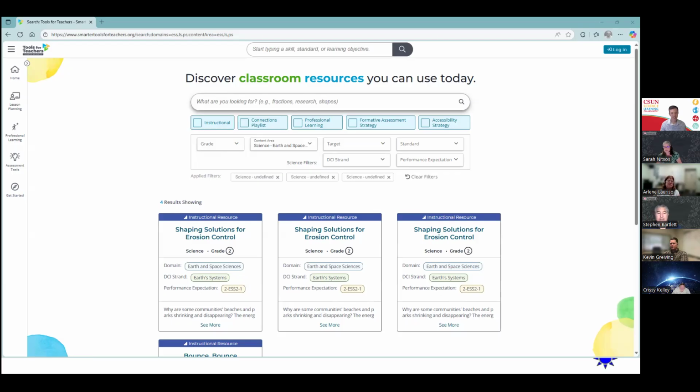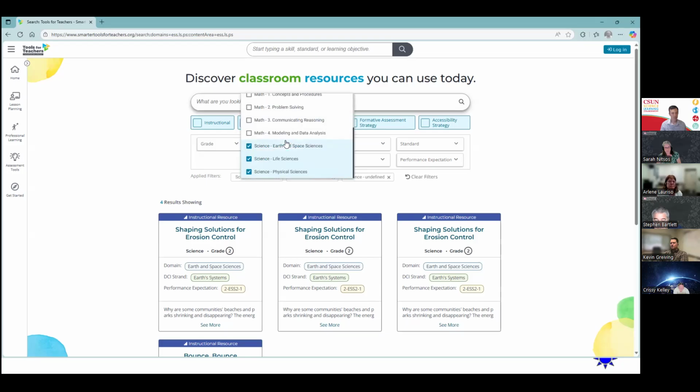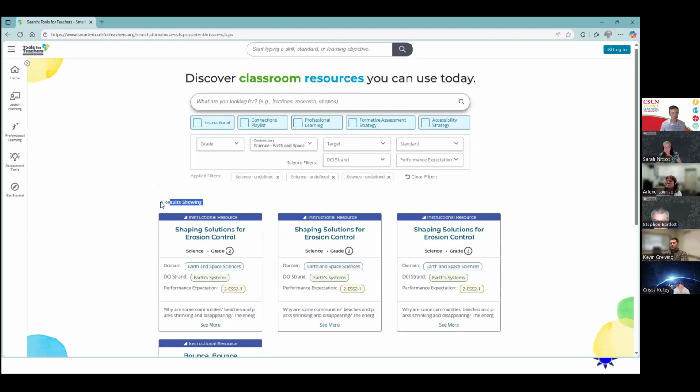Okay, so what you're seeing is me in Smarter Tools for Teachers not logged in. And I want to show you what not logged in is because I'm going to encourage you to log in. And the reason why is I'm going in and I'm choosing content area to look at. Here's science. There's 3 domains listed, Earth and space, life and physical, and I only get four results showing, and that's not logged in.